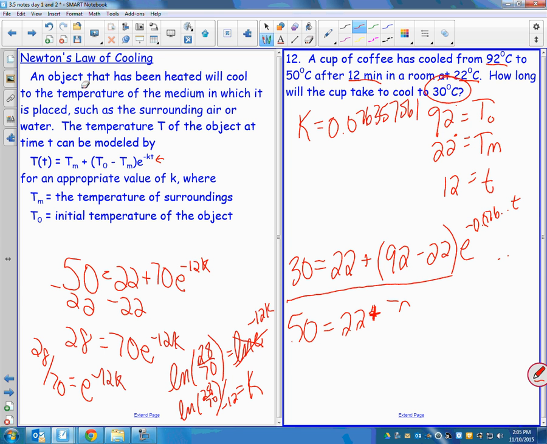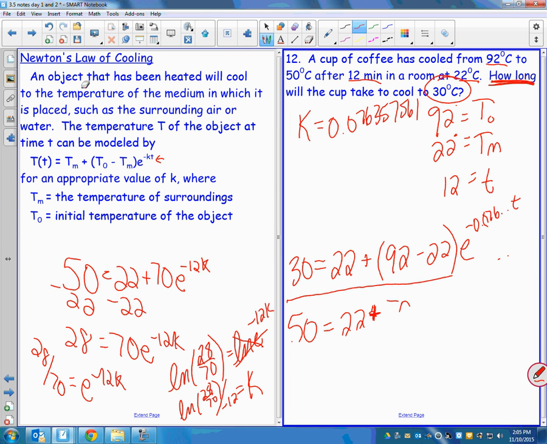Wait, what happened to the 12? That was just the given to find what k is, right? So now the question says how long, which means we want to know if it took 12 minutes to get to 50 degrees, how many minutes is it going to take to get to 30 degrees? Which is just a whole bunch more algebra.